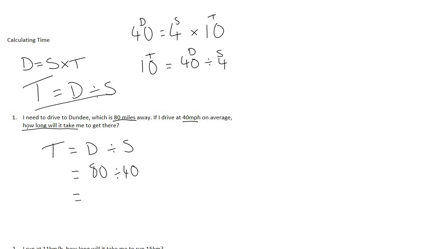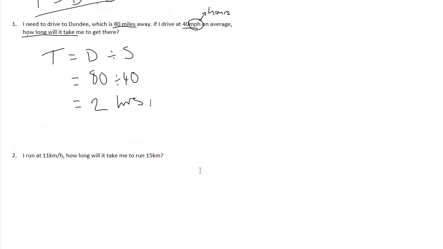So, how many 40s go into 80? Well, 2. You know it, 40 add 40 is 80. And we're just missing our units. So look at your speed unit, that gives you a hint for your units. If it's miles per hour, the time hidden away in that is hours. So it's going to be 2 hours that it takes you to get to Dundee. So that's an easy one with nice whole numbers.